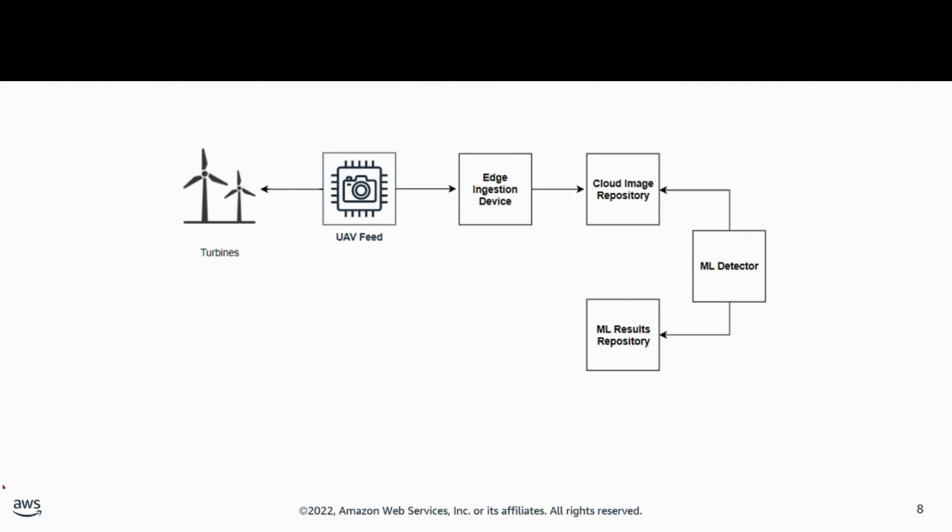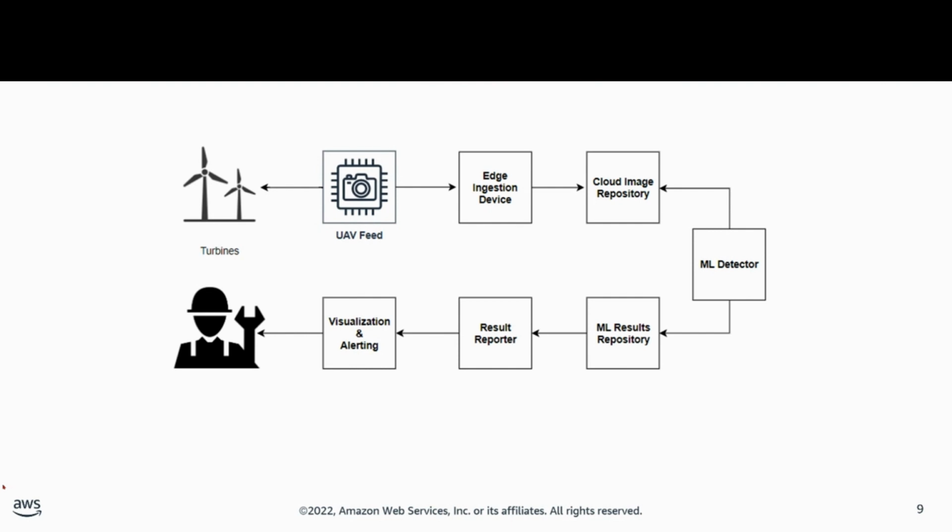Next, we need a place to put those results, which is a repository. That's going to be our results repository. And then finally, we have to connect that repository to some sort of reporting mechanism that is going to alert the responsible party in your organization if there's a problem. So we can also integrate some visualization, some alerting to tell us things like, has this turbine had problems historically? Let us know what parts that we need to replace, that kind of thing.